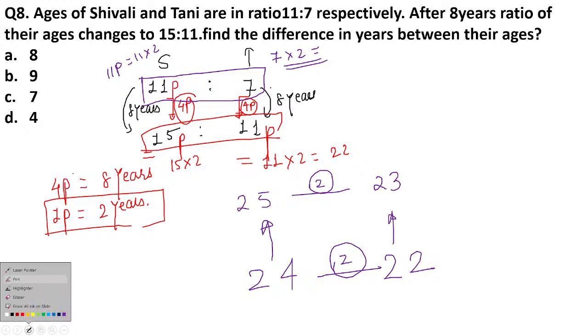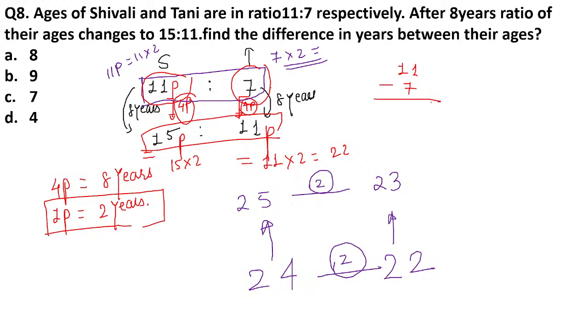Shivali and Tani. Here, she is of 11 parts. She is of 7 parts. 11 parts minus 7 parts. Do it. How much are you going to get? 4 parts. Yes? So, we have to find the difference. It means 11 parts minus 7 parts, that is equal to 4 parts. This is nothing but the difference.